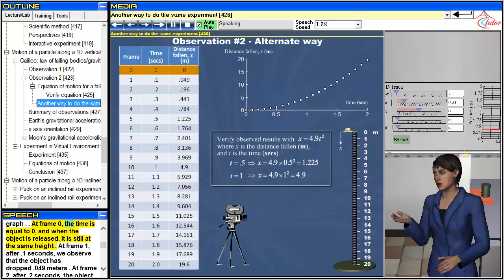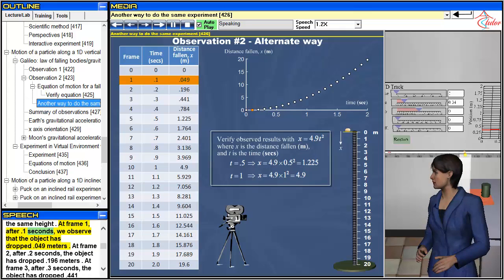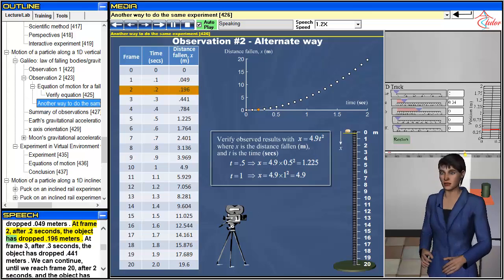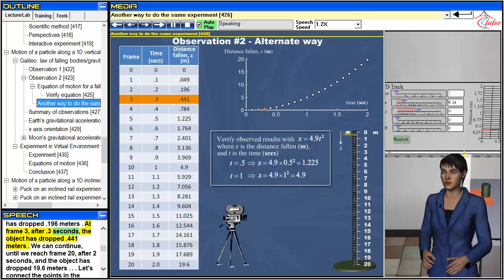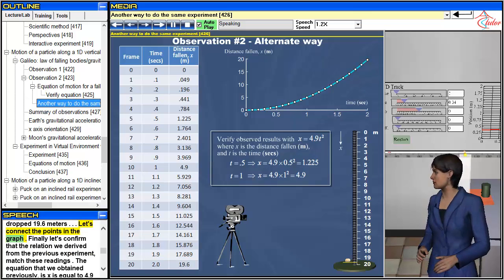At frame 0, the time is equal to 0, and when the object is released, it is still at the same height. At frame 1, after 0.1 seconds, we observe that the object has dropped 0.049 meters. At frame 2, after 0.2 seconds, the object has dropped 0.196 meters. At frame 3, after 0.3 seconds, the object has dropped 0.441 meters. We can continue until we reach frame 20, after 2 seconds, and the object has dropped 19.6 meters. Let's connect the points in the graph.